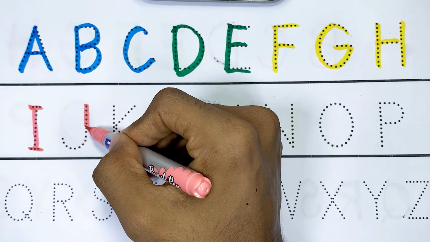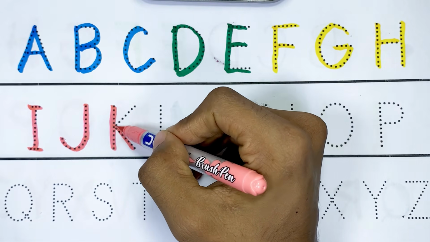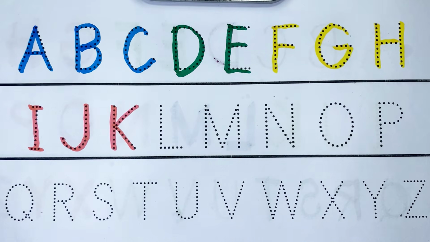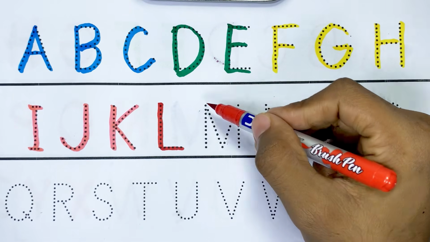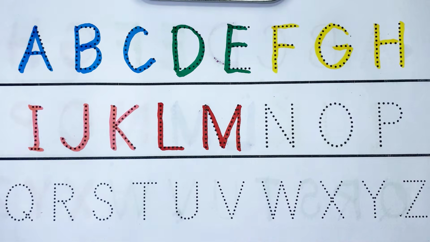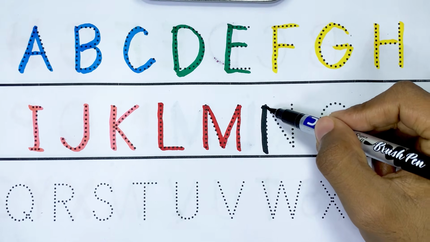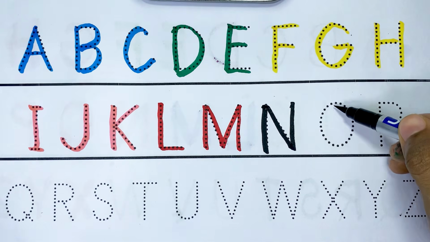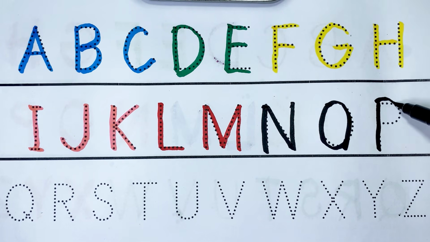I for ice cream. J. J for joker. K. K for king. Kids, now you draw L. L for lion. M for moon. Kids, now you draw N. N for nose. O for orange.